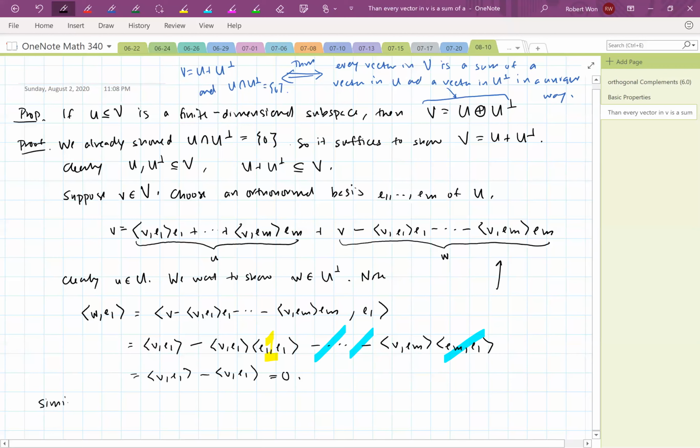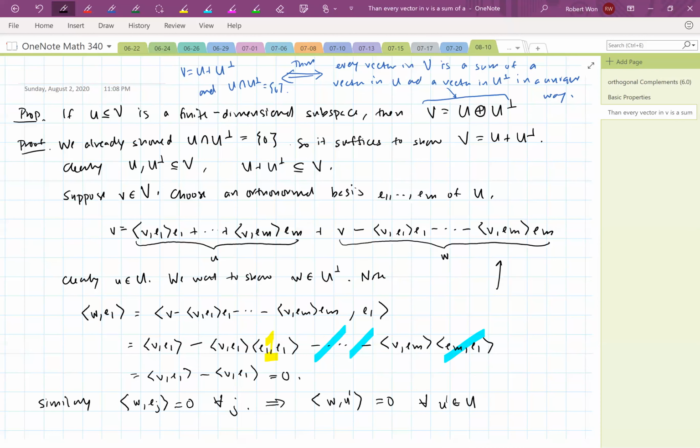So similarly, W is orthogonal to EJ for all J, which means, not quite using linearity, but this is equal to 0 for all U in U. What you do is you just write U as, maybe I should use U prime because I already used U, a linear combination of the E's, and then you break up the sum over the inner product. And then you can pull out scalars up to complex conjugate, but they're all going to be 0 anyway, so the scalars won't matter. So this means that W is in fact in U perp. So every vector in V can be written as something in U plus something in U perp, and U and U perp intersect trivially. That means that V is the direct sum of U and U perp.